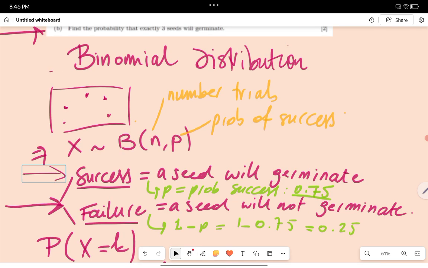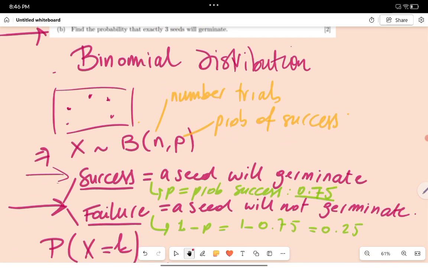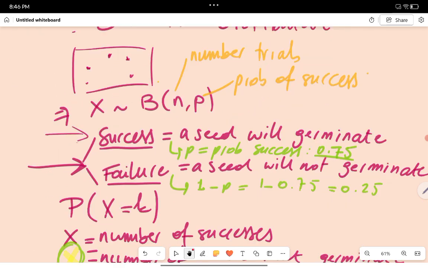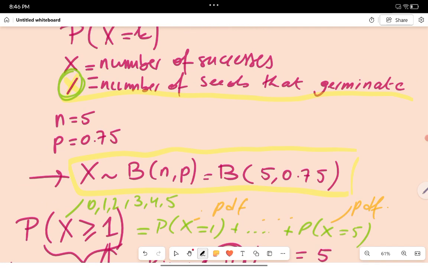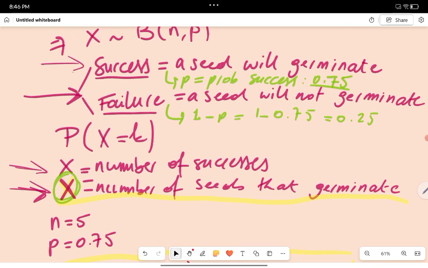Then you need P, which is the probability of success. Well, that is given. The germination rate is 75%. Awesome. So that is P. N is our number of trials, and that is 5 because we're looking at 5 seeds. Great. And then it's simple. You just have to define our X, our random variable. X is always the number of successes in a binomial distribution, so remember that. So therefore, X is the number of seeds that germinate, because that's what we're looking for.